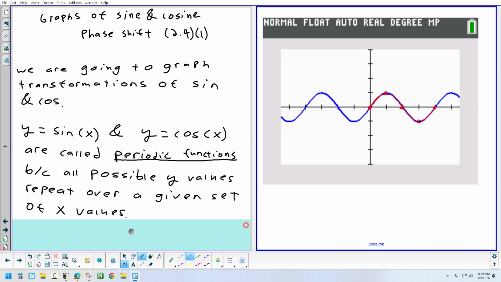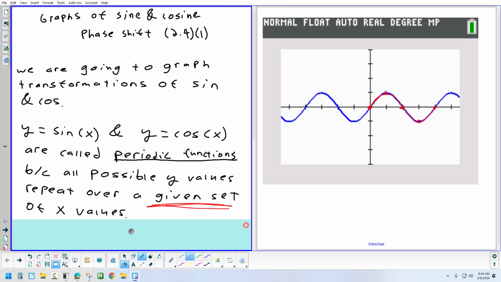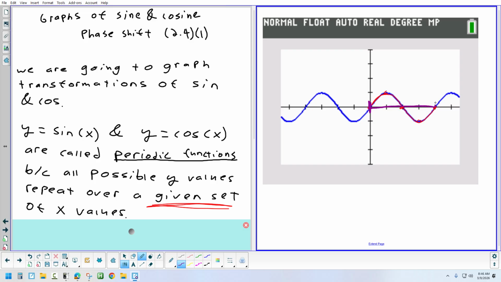Those values keep repeating. And they repeat over a given set. The set that they repeat over is from here to here. What I just drew in purple, that's the amount of distance that you have to travel before you notice the graph starting to repeat. If you don't travel as far as that purple line, you won't notice it repeating yet because it hasn't started over.